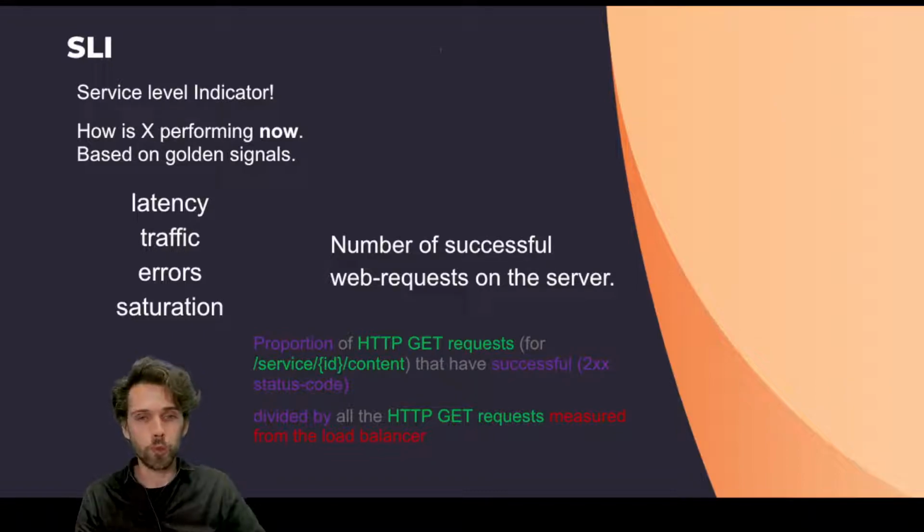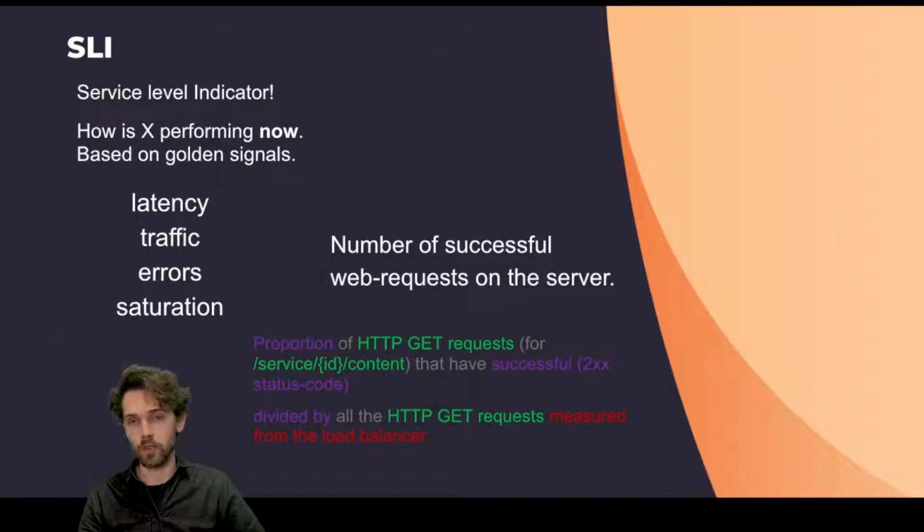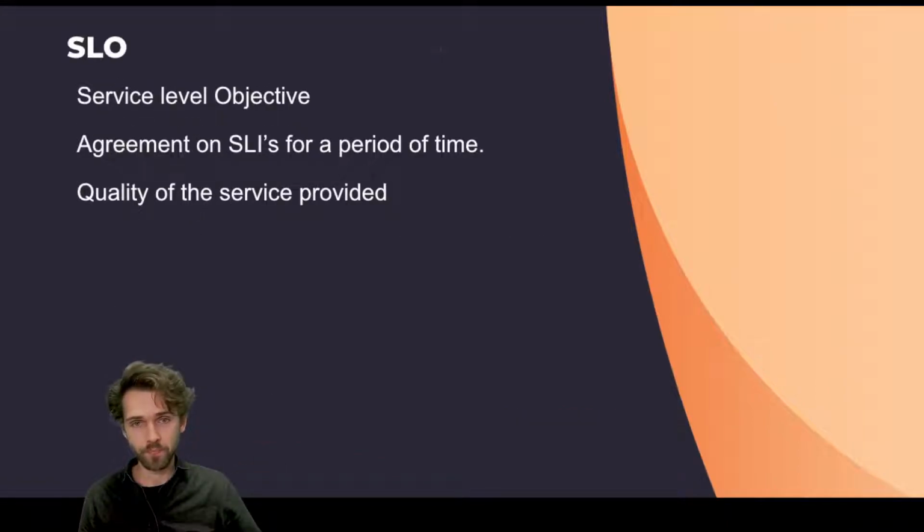There can be much more nuance in this. For example, maybe you want to skip 5xx codes or certain other codes. But for the example, this is perfect. So how do we turn this SLI into an SLO? Well, first we have to start measuring this SLI and start plotting it.